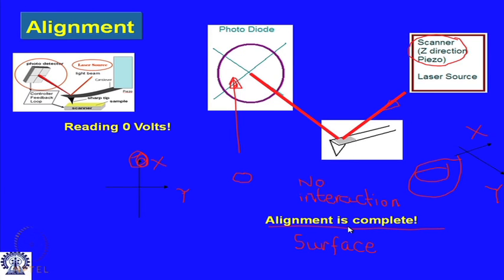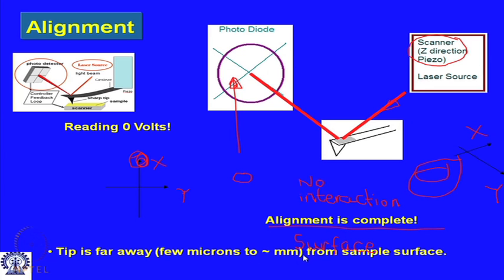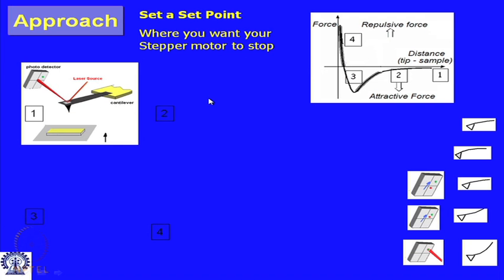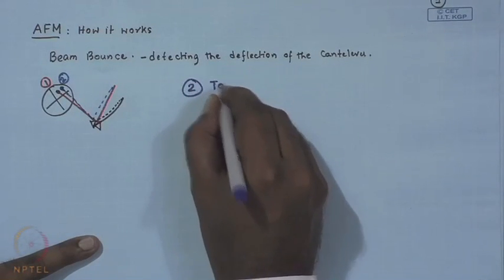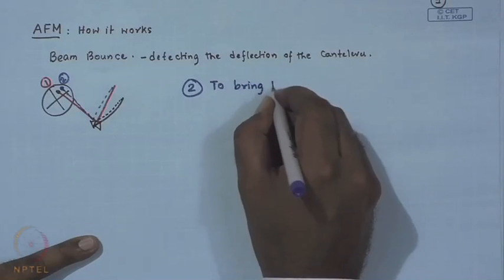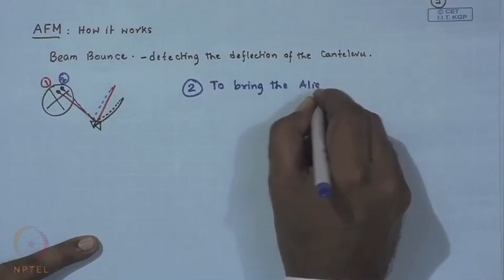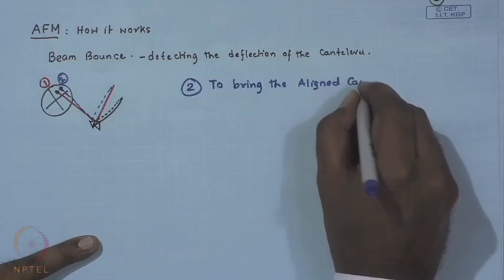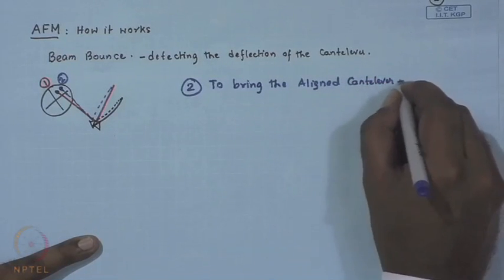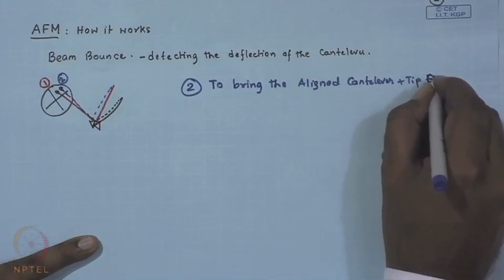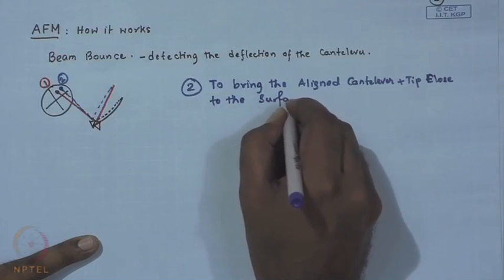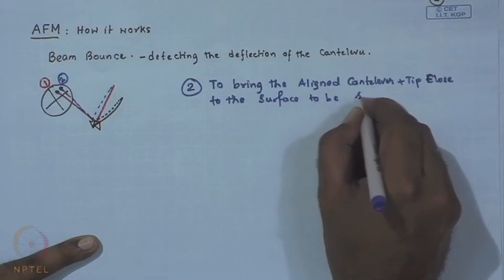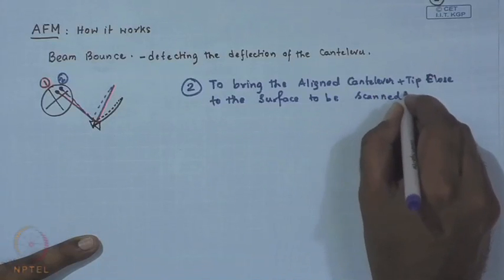So the tip is far away, a few microns to a few millimeter from the sample surface, and the next step you need to do is stage 2: to bring the aligned cantilever probe close to the surface to be scanned or investigated.